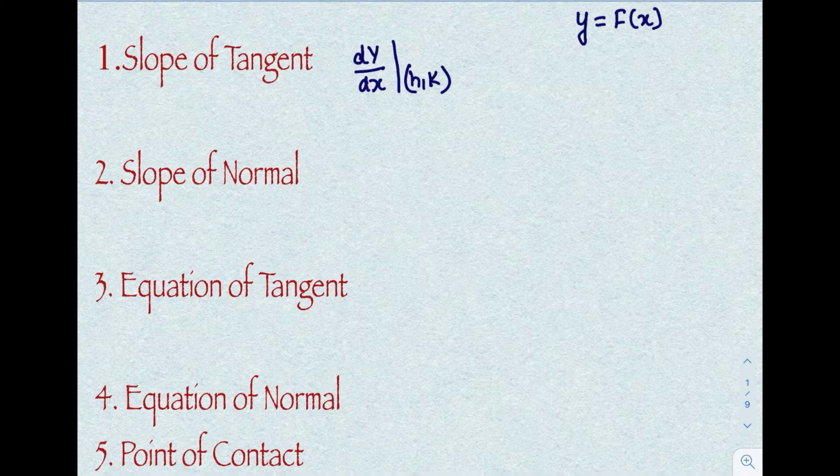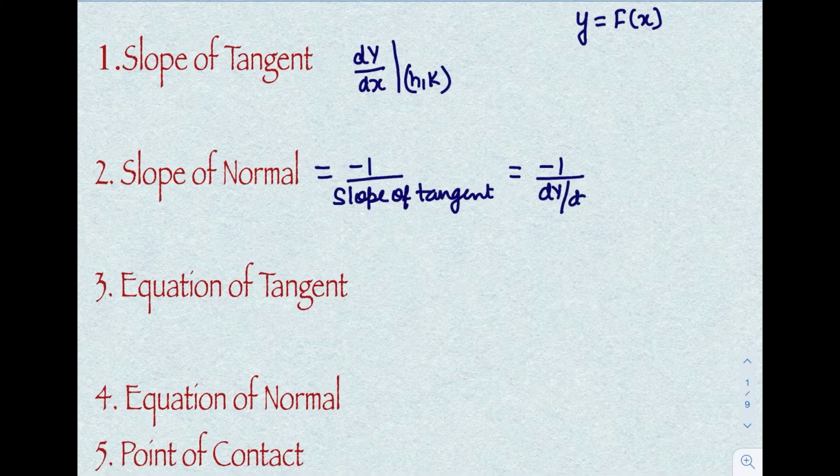Then slope of the normal, we know normal becomes perpendicular. Slope of the normal is equal to minus 1 upon slope of tangent, or we can write it as minus 1 upon dy by dx at the particular point, that is h comma k, or we can simplify it as minus dx by dy at the particular point h comma k. This is the slope of the normal.